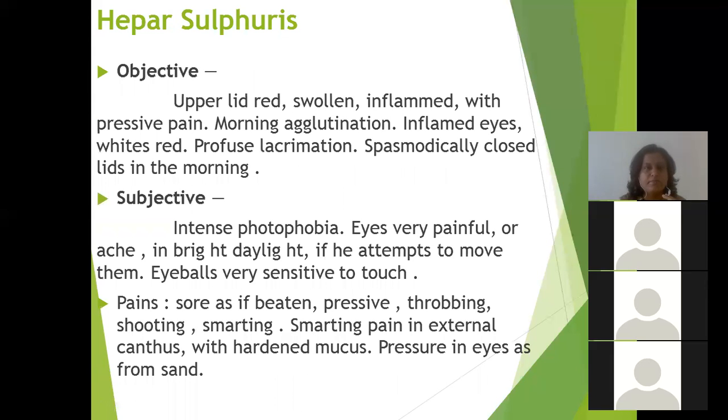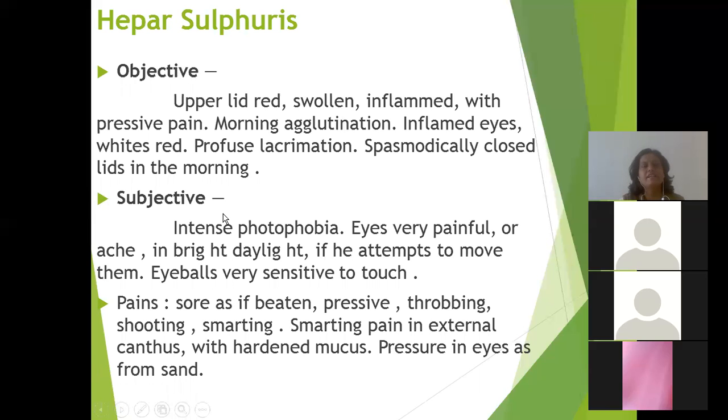So, next is Hepar sulphuris. Hepar sulph shows the upper lids are red, swollen, inflamed with oppressive pain, morning agglutination with the inflamed eyes whitish red, profuse lacrimation, spasmodically closed lids in the morning.